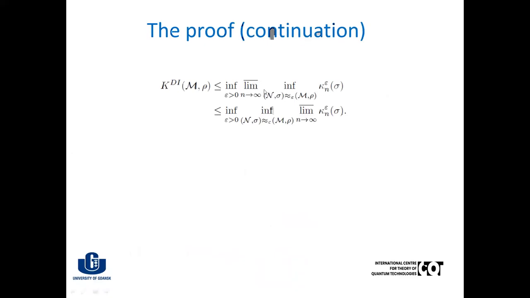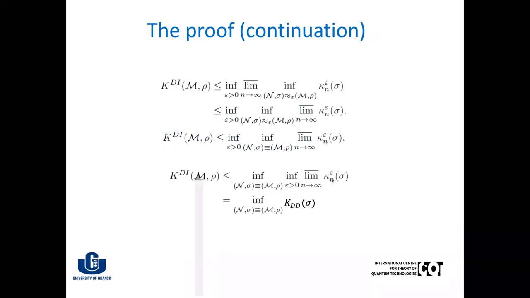Let me repeat this. We switch limsup with infimum from here to here, and the infimum goes in front. Then we restrict the infimum to only those devices that exactly mimic the working honest device M rho, which only restricts the infimum, so we go up, because the set over the infimum is smaller. And then we get rid of epsilon here, so we can commute infima, and we have the infimum over epsilon, the security parameter, in front of the infimum over attacking devices. And this is nothing but the device-dependent distillable key of state sigma. So we got this inequality that the device-independent key of M rho is upper bounded by the minimum over N sigma mimicking my device M rho. And actually this is the end of the proof.